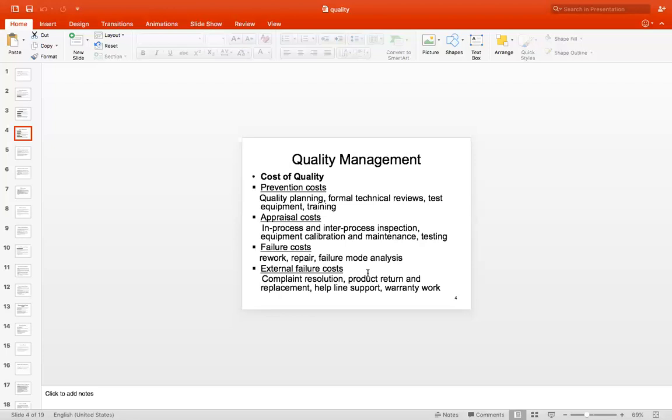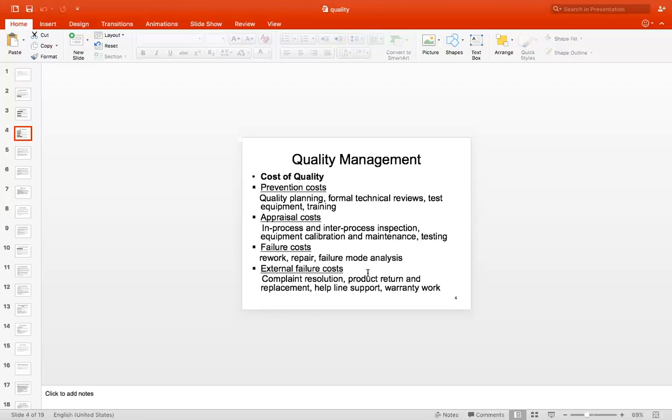Okay, so if we are planning correctly, and if we are doing the reviews in between, and if we are testing the equipments, and if we are training the people who are involved in the project, obviously we can prevent the increase in the cost. Means we can do the project and we can achieve the quality of the project within the given budget, right?